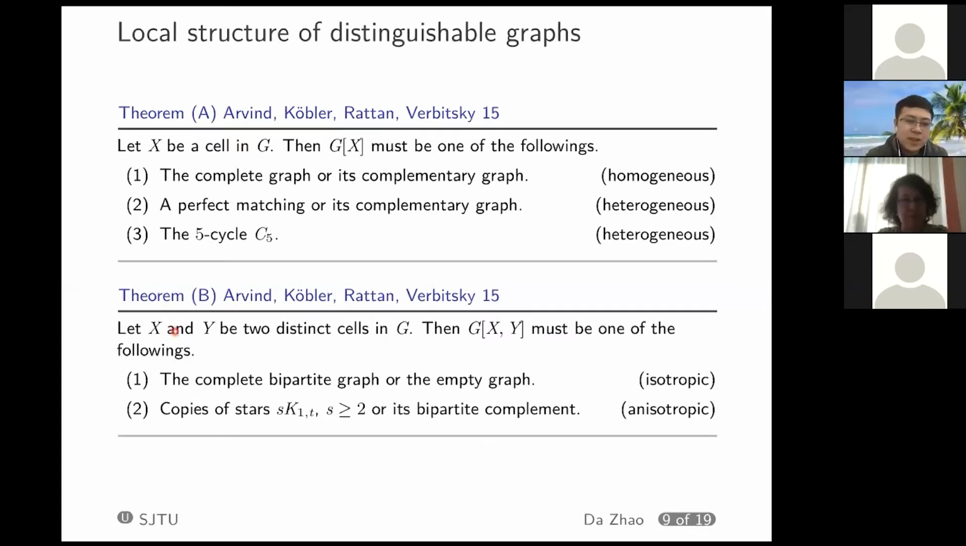And this is what the graph looks like between the cells. If X and Y are two distinct cells, then the graph G_XY must be one of the following: the complete bipartite graph or the empty graph, or copies of the same star, the star K_{1,t}, with several copies of them, or its bipartite complement, which means you just reverse the adjacency relation between the two cells, not within the cells themselves. The first type is called isotropic, and the second type is called anisotropic. This is the local structure of the CR distinguishable graphs.